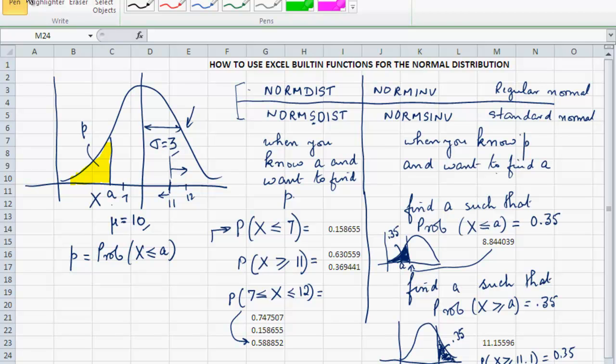So this is how Excel works, and in the next video clip we will actually work some probability problems with the normal distribution and these built-in functions.